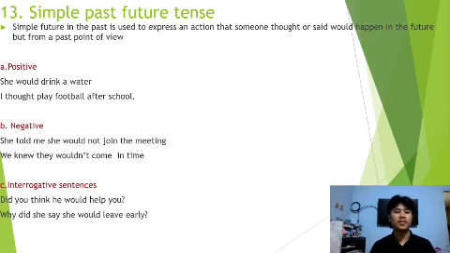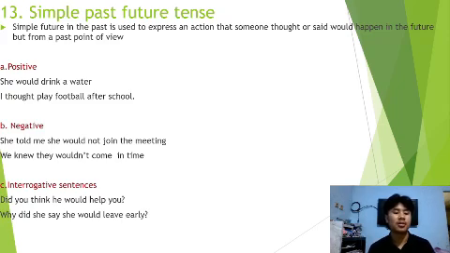Next is the simple future in the past tense. Simple future in the past is used to express an action that someone thought or said would happen in the future, but from a past point of view. Example, positive sentence: she said she would drink your water. I thought they would play football after school.